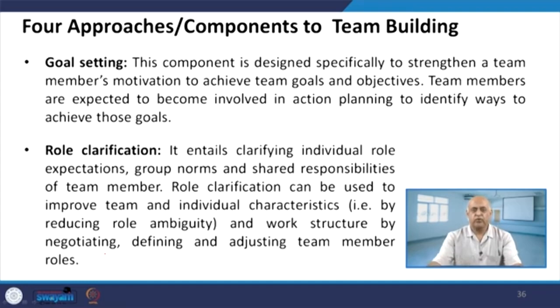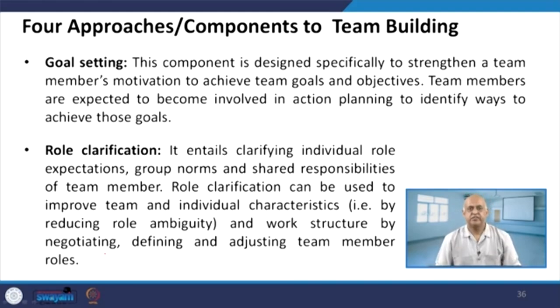The second is role clarification. It entails clarifying individual role expectations, group norms and the shared responsibilities of team members. Role clarification can be used to improve team and individual characteristics by reducing role ambiguities. What is role ambiguity?